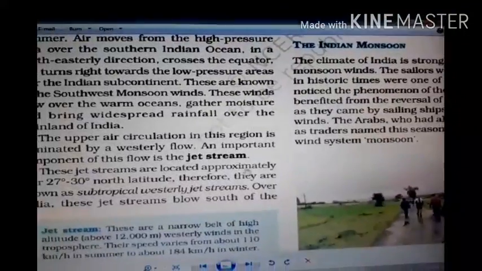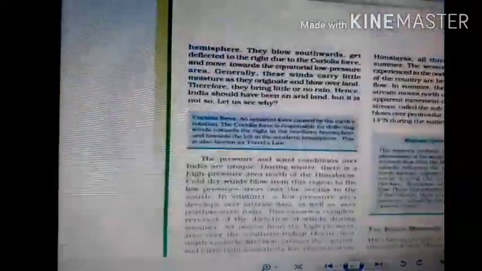A number of separate jet streams have been identified. The most constant are the mid-latitude and the subtropical jet streams. These jet streams are located approximately over 27 to 30 degrees north latitude. Therefore, they are known as subtropical, because they originate in the subtropical regions. So it is called the subtropical westerly jet stream over India. These jet streams blow south of the Himalaya.